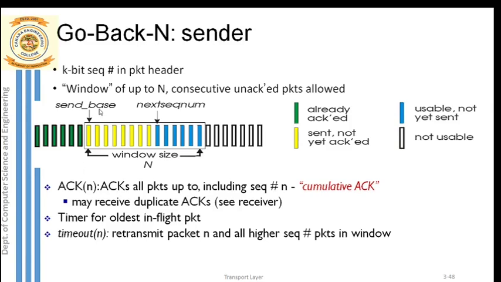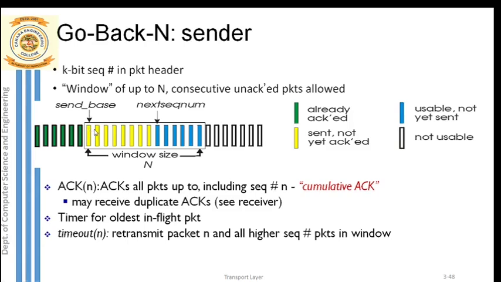So what is this base? Base will always be pointing to the beginning of the window. So base is the pointer pointing to the first packet inside the window, which is a packet already transmitted from sender to receiver, but this yellow packet is the one for which the sender has not received the acknowledgement. You can see here, base is pointing to the first packet inside the window.